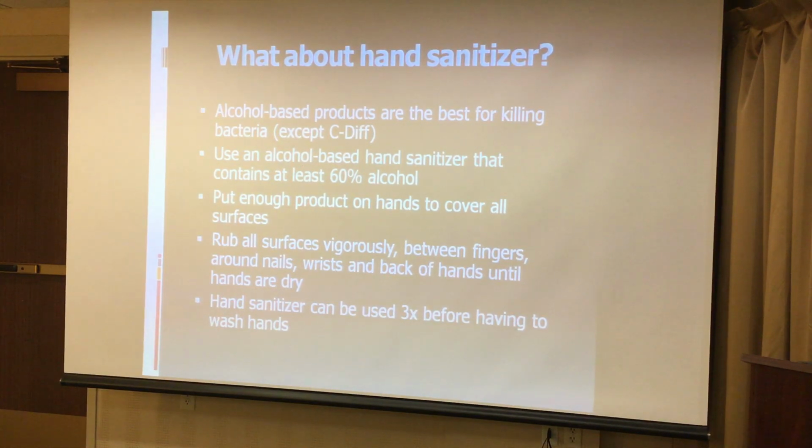Okay, and we also need to make sure that we're using hand sanitizer like we would when washing hands. Our automatic dispensers give you enough to get your hands totally wet. So you've got to do the same thing. You've got to get in between your fingers, get those thumbs, get those nail beds, until they're dry. It takes about 15 to 20 seconds to do that. The other thing is hand sanitizer, they say, can be used 3 times and then you need to wash your hands.